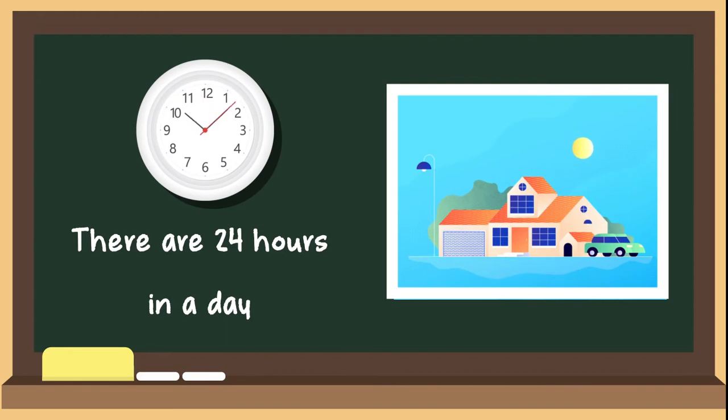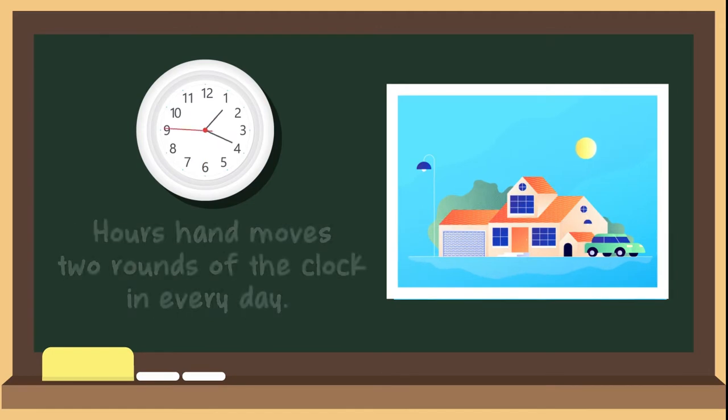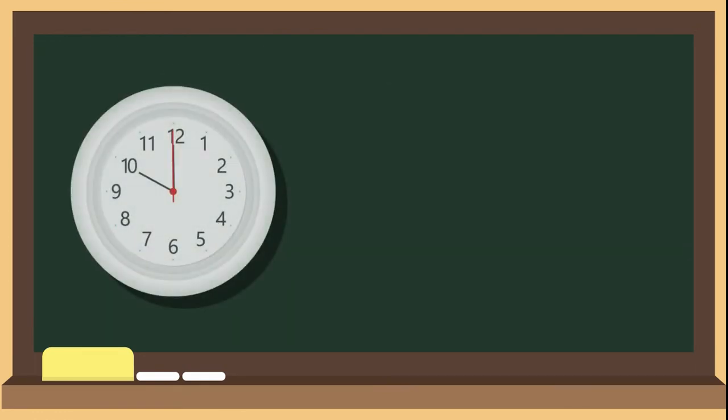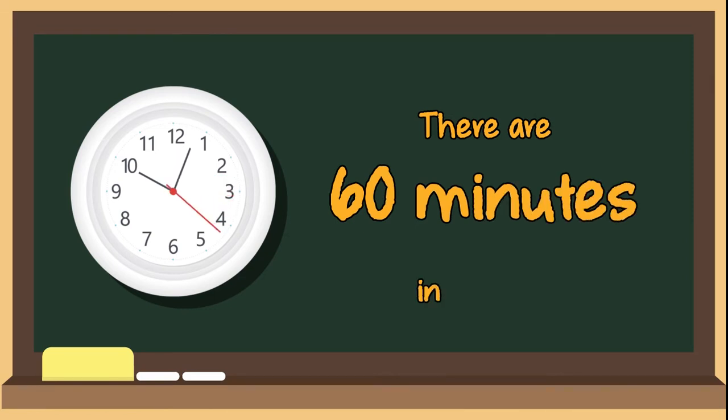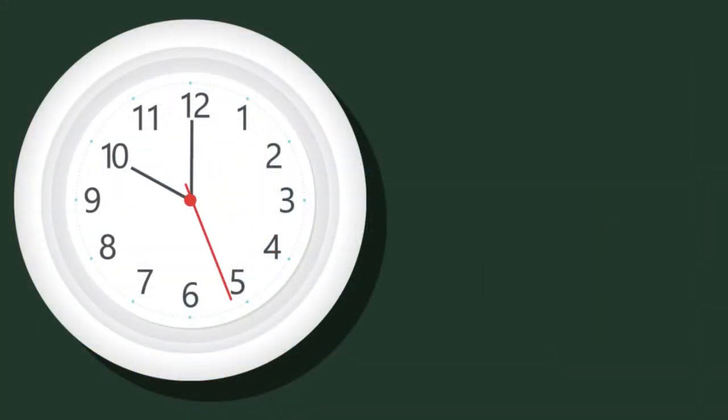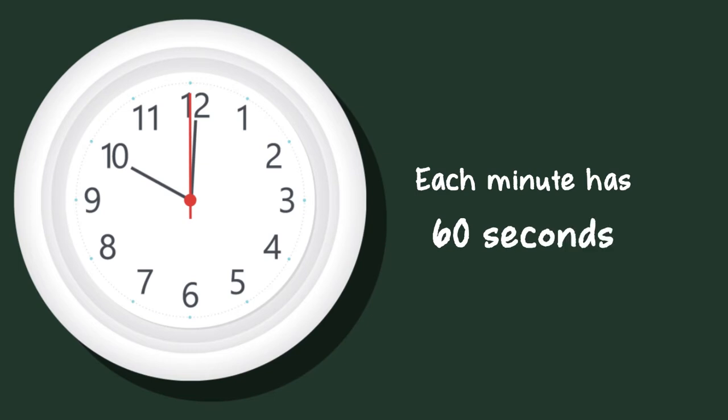There are 24 hours in a day. There are 60 minutes in an hour. And each minute has 60 seconds.